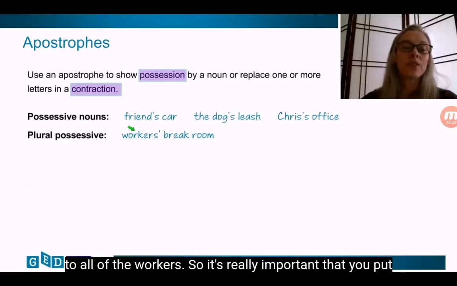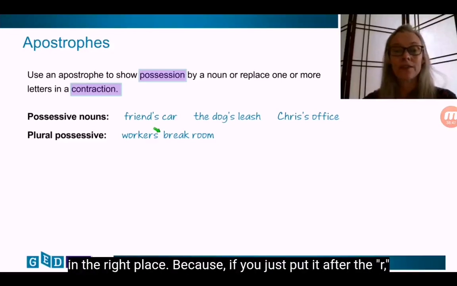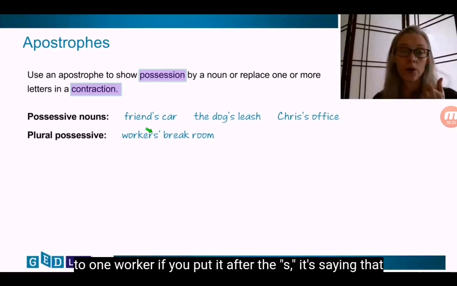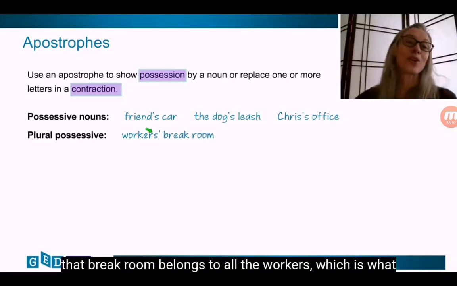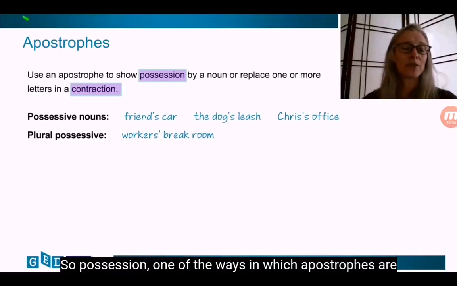So it's really important that you put the apostrophe that indicates that possession in the right place, because if you just put it after the R, so that you're saying worker apostrophe S, you're saying it belongs to one worker. If you put it after the S, it's saying that that break room belongs to all the workers, which is what you want to communicate. So possession, one of the ways in which apostrophes are used.